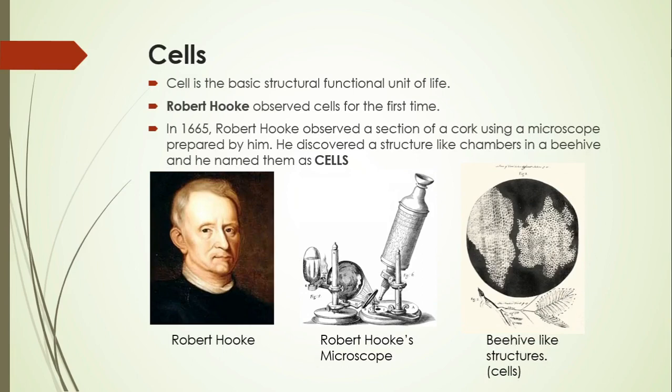Robert Hooke observed cells for the first time. In 1665, Robert Hooke observed a section of a cork using a microscope prepared by him. He discovered a structure like chambers in a beehive and he named them as cells.